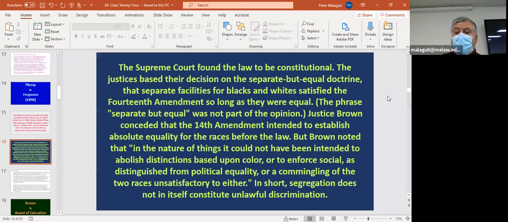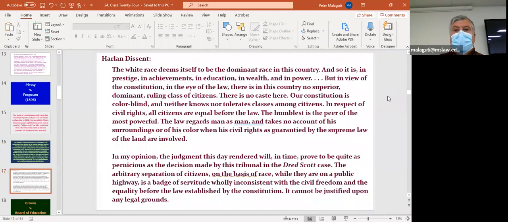Okay, so here, separate but equal is the law. It does not violate the 14th Amendment Equal Protection Clause if blacks and whites have equal facilities. So therefore, segregation continues in the South. Okay, very famous dissent, the Harlan dissent. It's kind of a moving dissent.